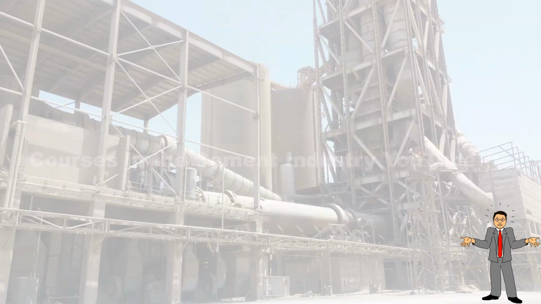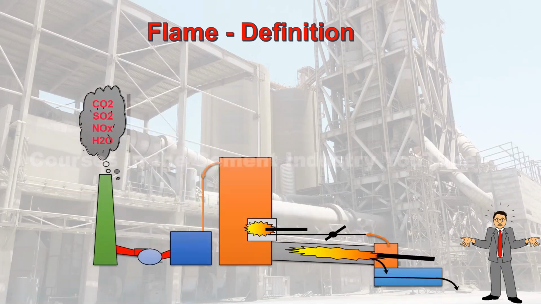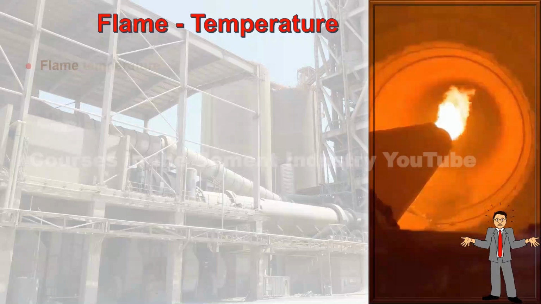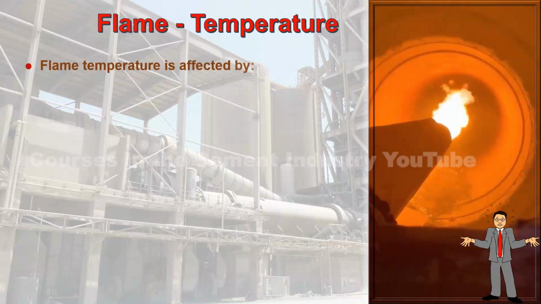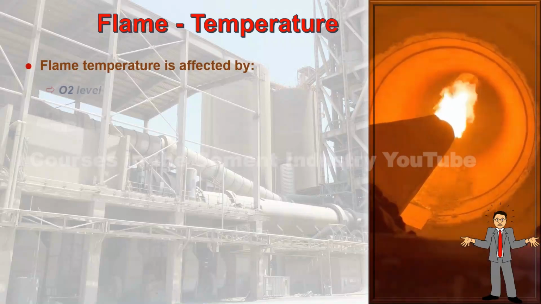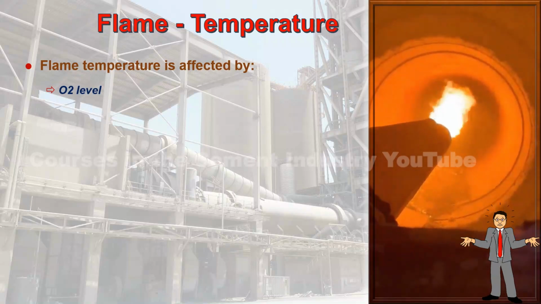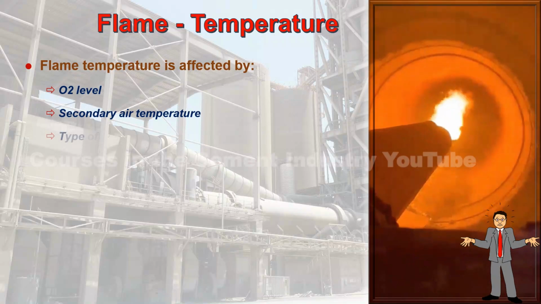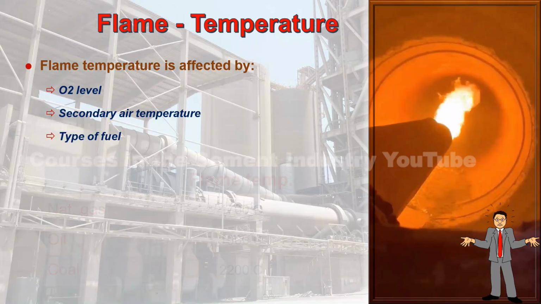We follow together, flame definition. See this figure. A large volume of very hot gases, controllably generated. Flame temperature. Flame temperature is affected by 1. O2 level. 2. Secondary air temperature. 3. Type of fuel. See this table.